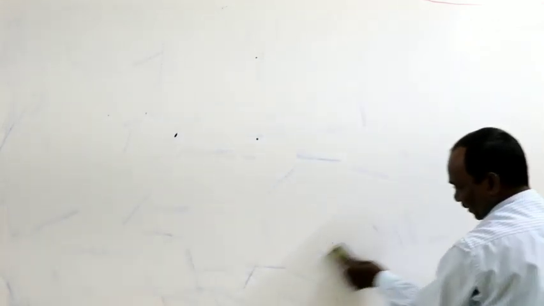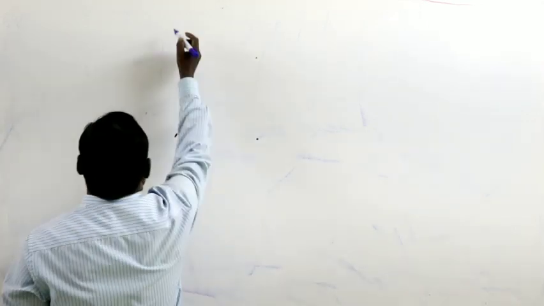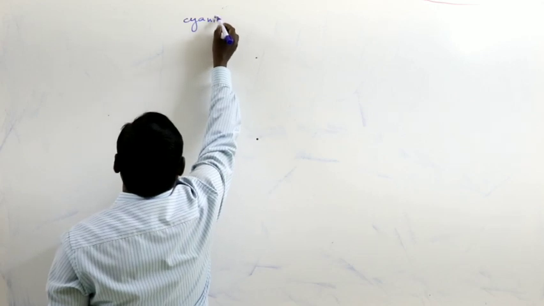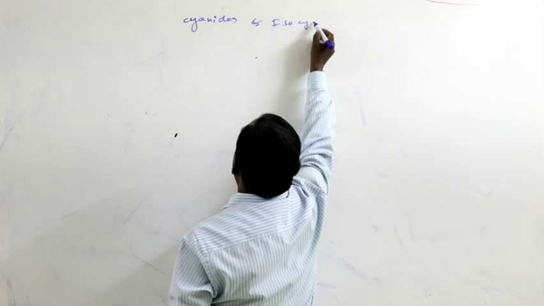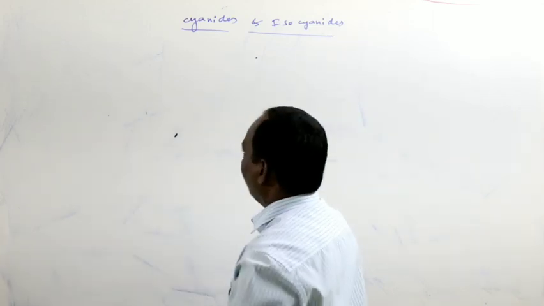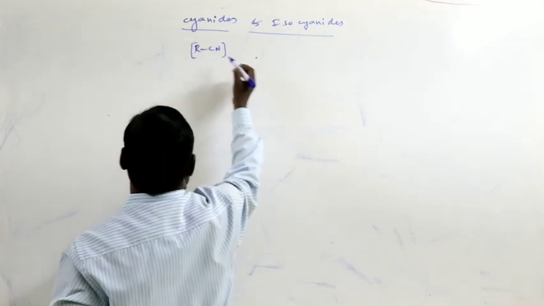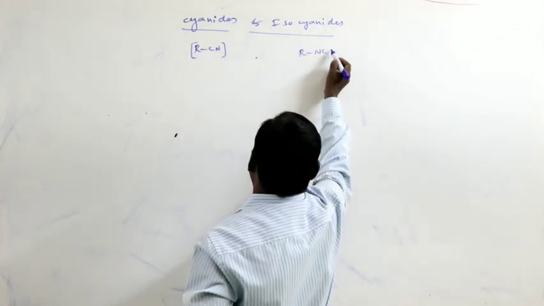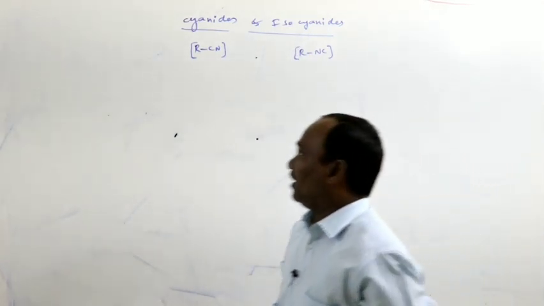And one more nitrogen containing compound, that is cyanides and isocyanides. Cyanides general formula RCN and isocyanides general formula RNC.